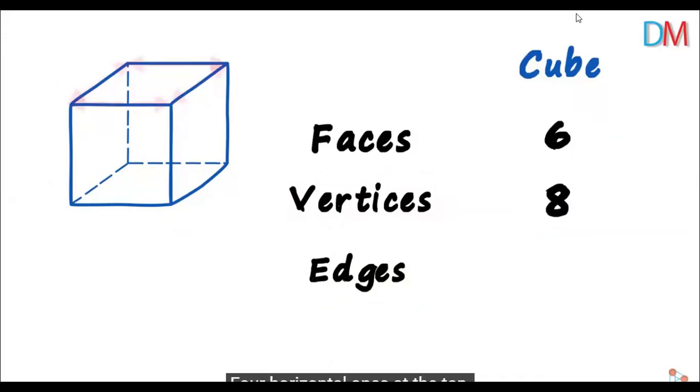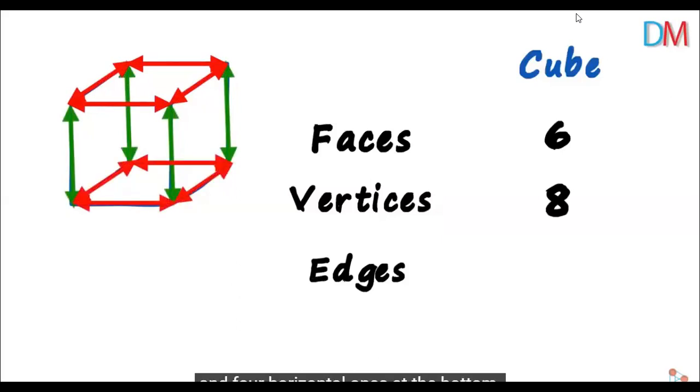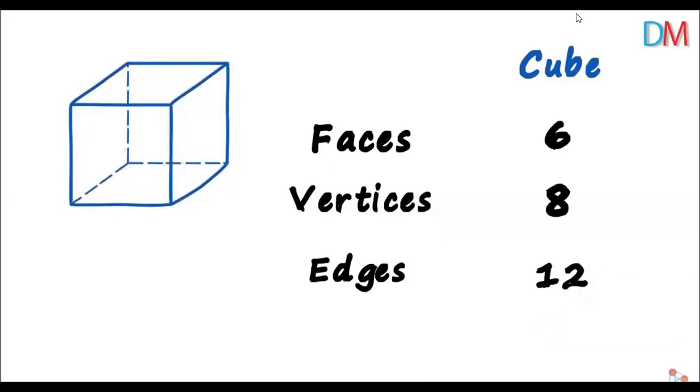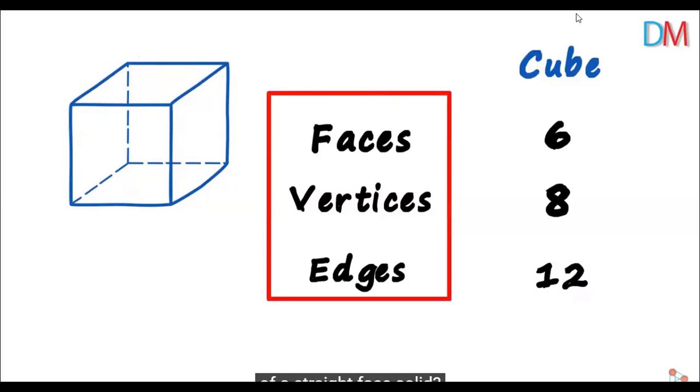Let's count. 4 horizontal ones at the top, 4 vertical ones in the middle, and 4 horizontal ones at the bottom. 12 edges in total. Now here's the important question. Is there a relation between these 3 parameters of a straight-face solid?